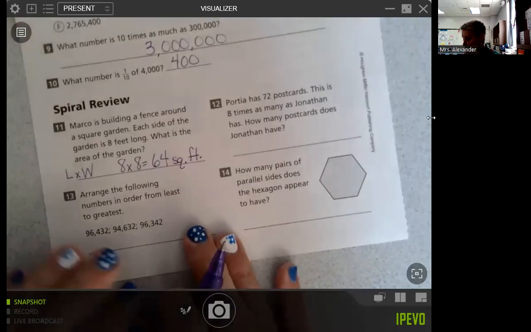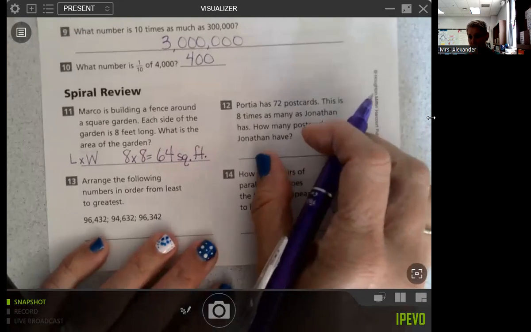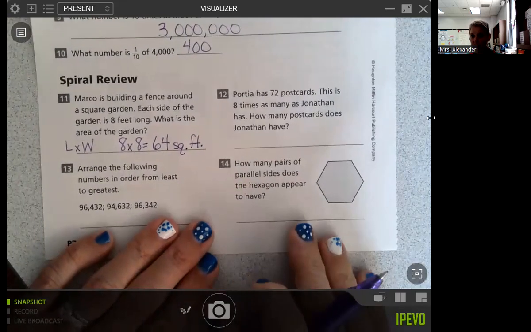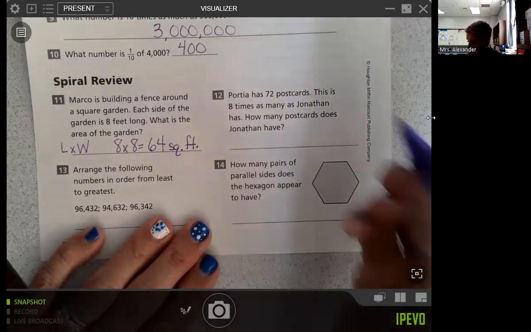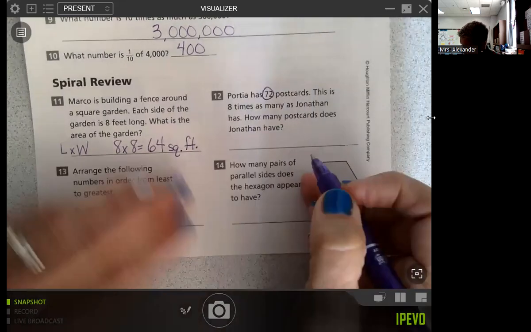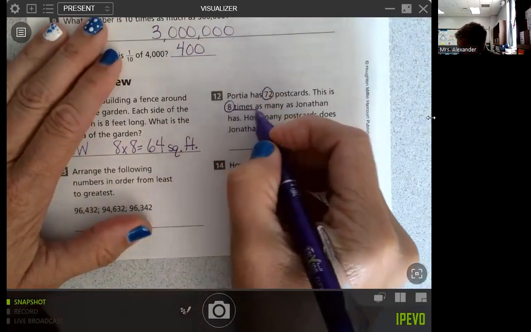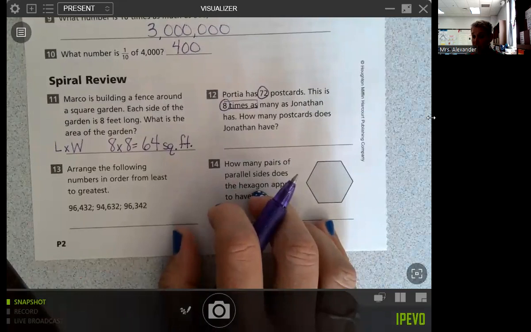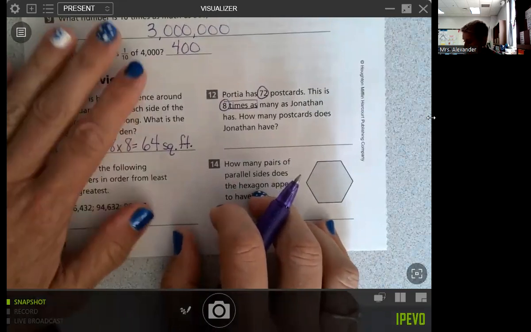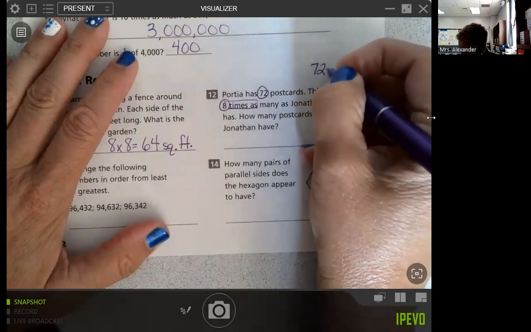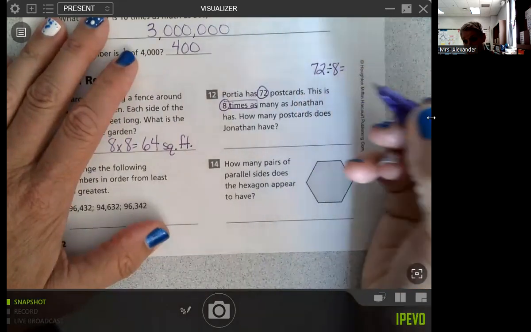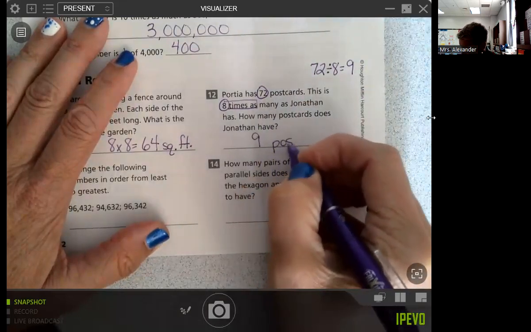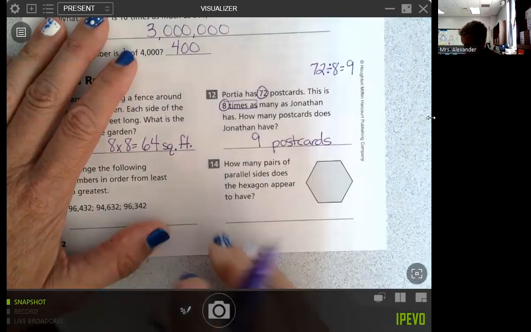The next review, Portia has 72 postcards. This is 8 times as many as Jonathan has. How many postcards does Jonathan have? So if Portia has 72 and it's 8 times as many, does that mean she has more or less than Jonathan? It means that she has more than Jonathan. So if I think about that, I would do her 72 cards divided by 8 because he has less. And that would equal 9. Jonathan has 9 postcards. So she has more.